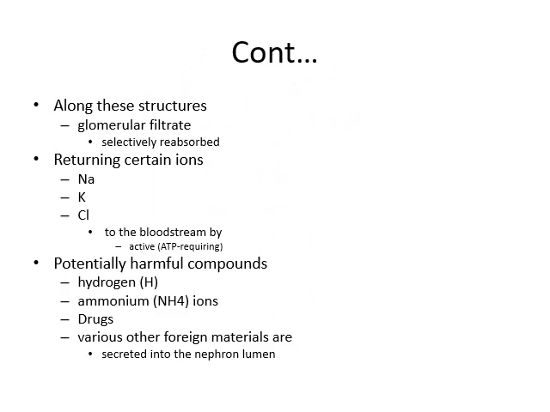Along these structures, the glomerular filtrate is selectively reabsorbed and certain ions, including sodium, chloride, and potassium, are returned to the bloodstream by active transport, which needs ATP because it is against the concentration gradient. Potentially harmful compounds like hydrogen ions, ammonium ions, drugs, and various other foreign particles are also secreted into the nephron lumen. That's why your urine is very toxic.